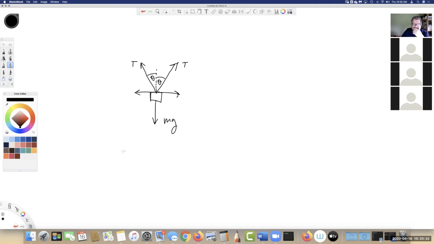So if I were to write this as an equation, what I need is 2 times T cosine theta, because I have 2 T cosine thetas pointing upward, which has to be equal to the weight downward. In order to support the weight, I need 2 T cosine thetas directed upward. So the tension is going to be M times G divided by 2 times the cosine of theta.